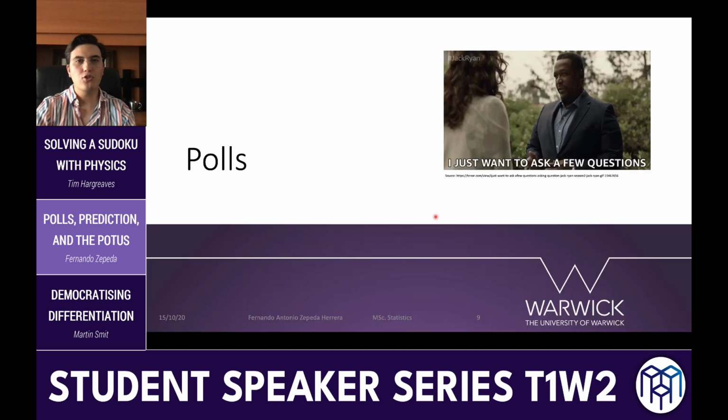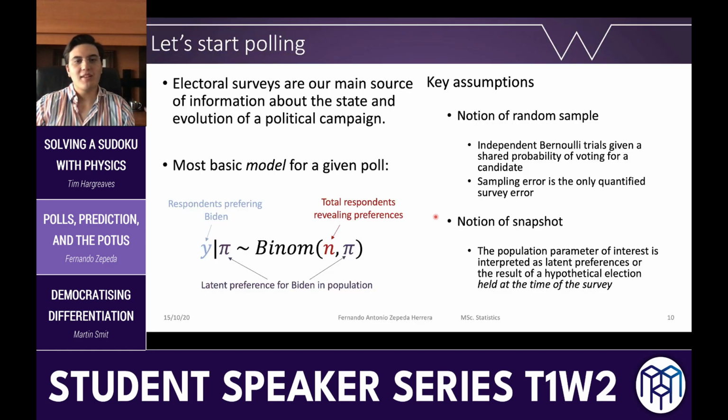But then you want to know the answer to a question, ask the people in charge of that. So let's take polls. Electoral surveys are our main source of information when it comes to knowing or inferring things about the state and evolution of a political campaign. And they are so because they are based on the notion of random sampling. Probabilistic polling is one of the key tools that we have.